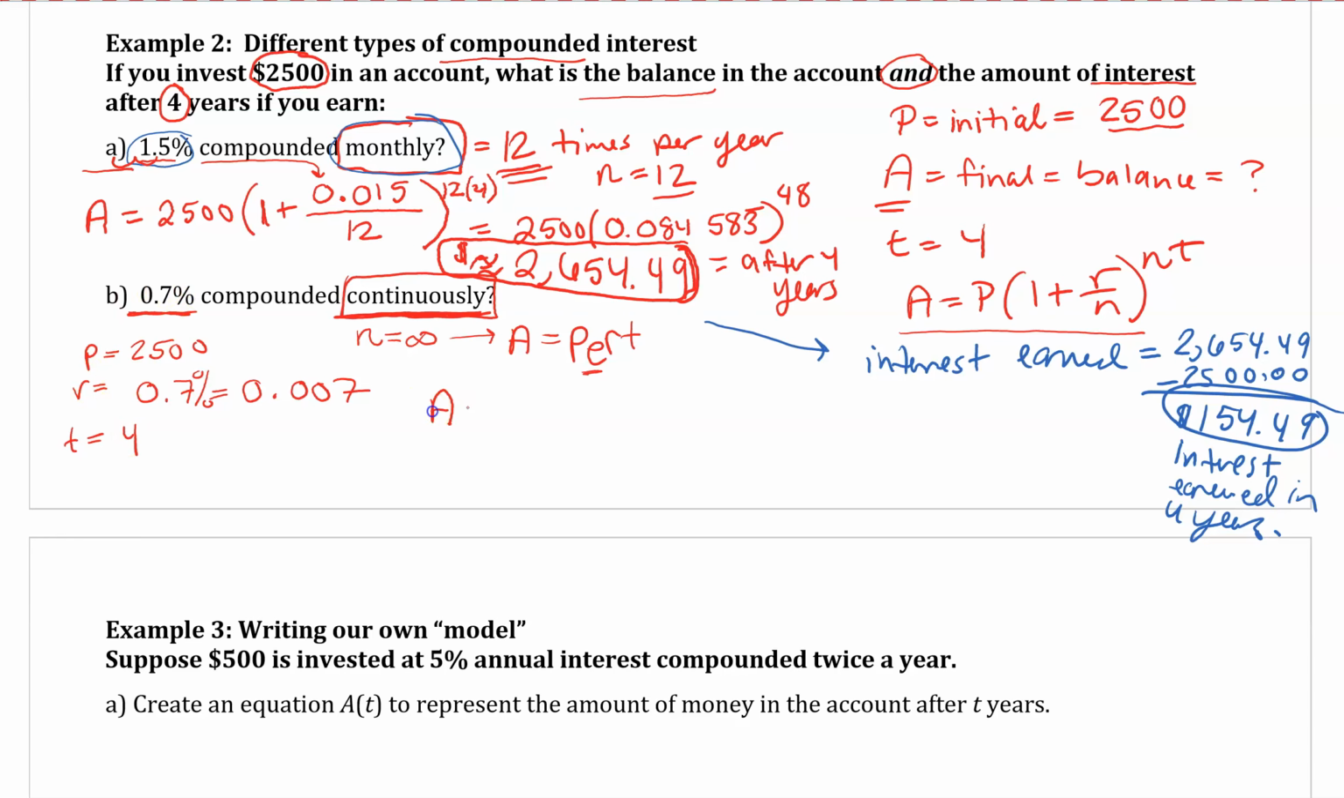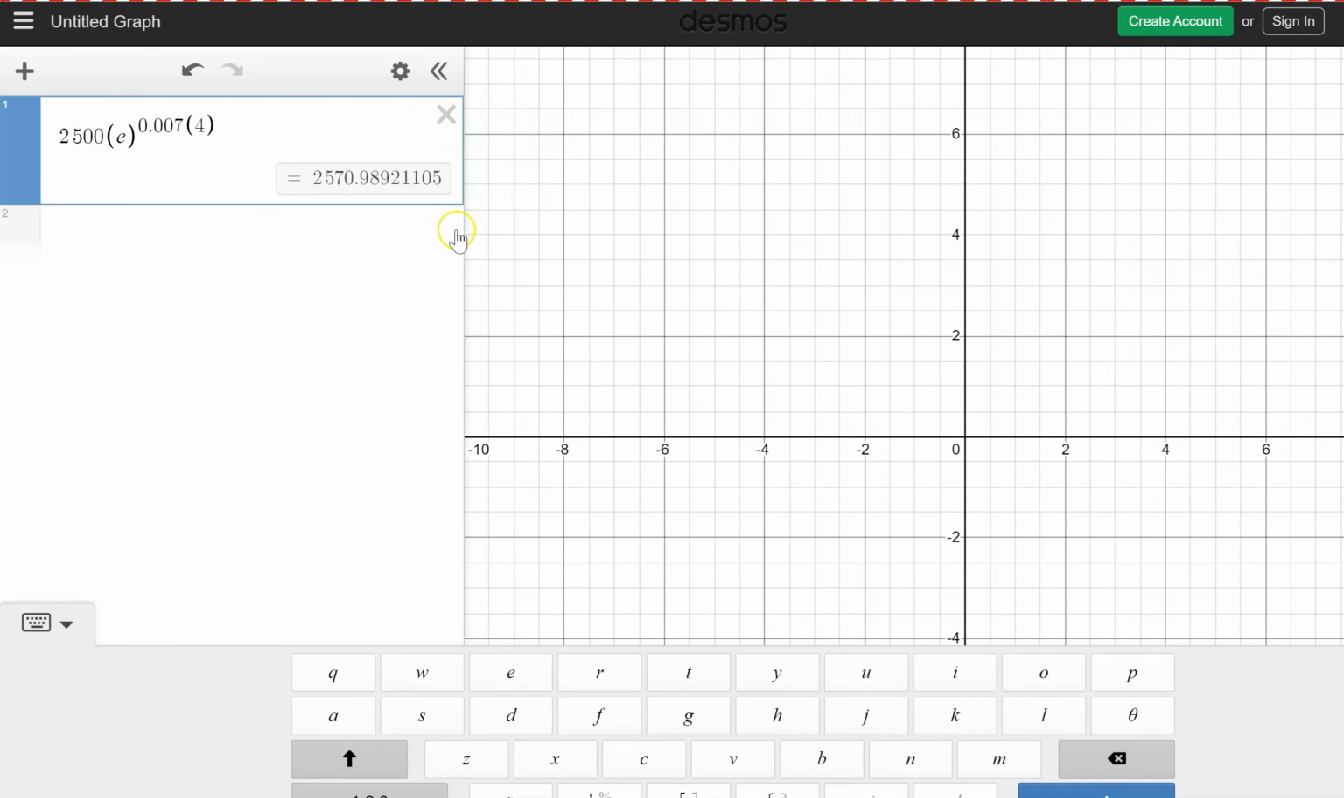So the amount would be 2,500 times a base of E raised to the power of 0.007 times 4. And you can just plug all that straight in your calculator. Let's do it on Desmos and see what we get. And it looks like I have about $2,570.99.